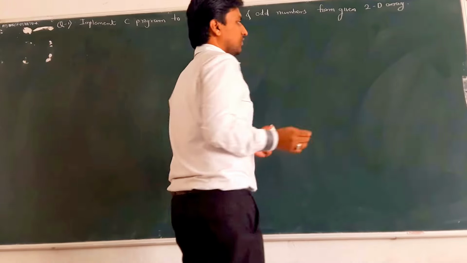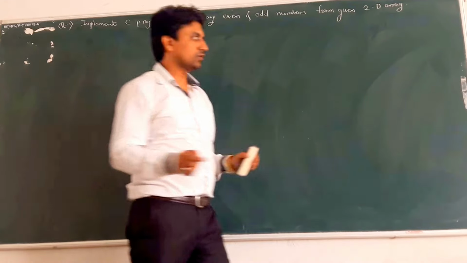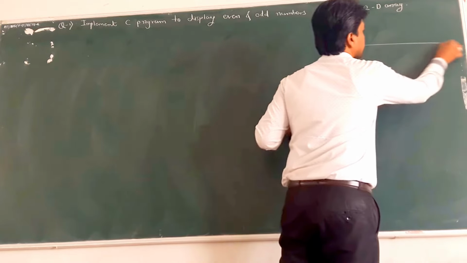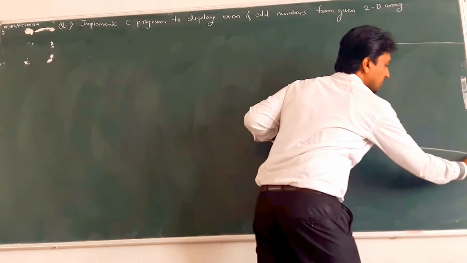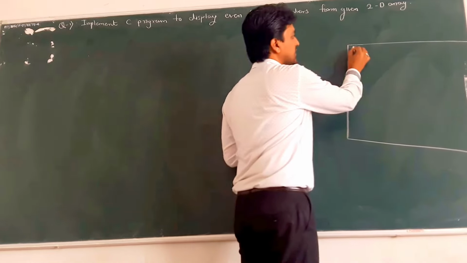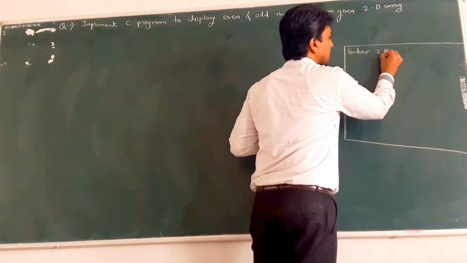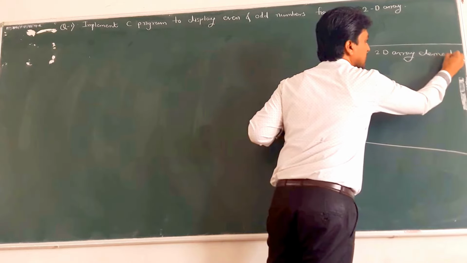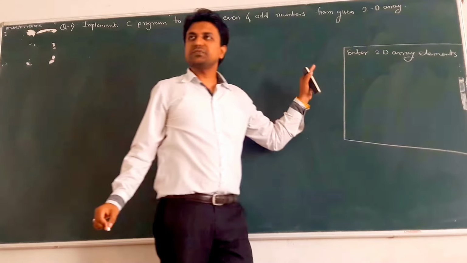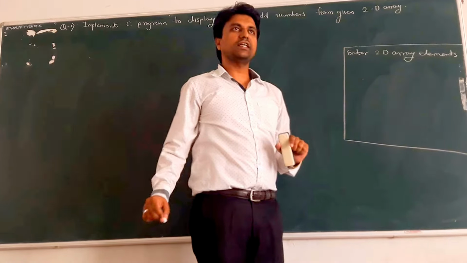So first, what does the output look like on the text mode window? This is the text mode window. On the first line, it shows "enter two-dimensional array elements". That means at runtime the first message on the console is "enter two-dimensional array elements".